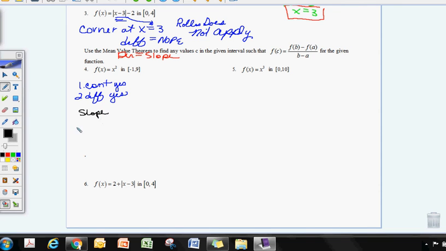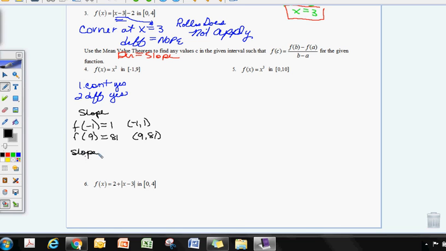Okay, to find our slope, f of -1. Plug -1 into your function, and I believe you're going to come up with 1. That's going to give you the point -1, 1. If I plug in 9, I should come up with 81. That means I have 9, 81 as a point. These should look familiar. We've done this problem before.